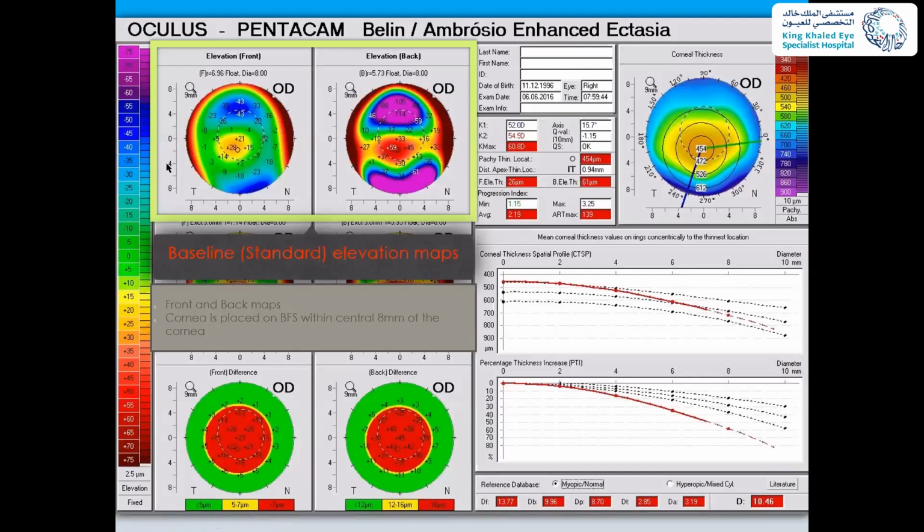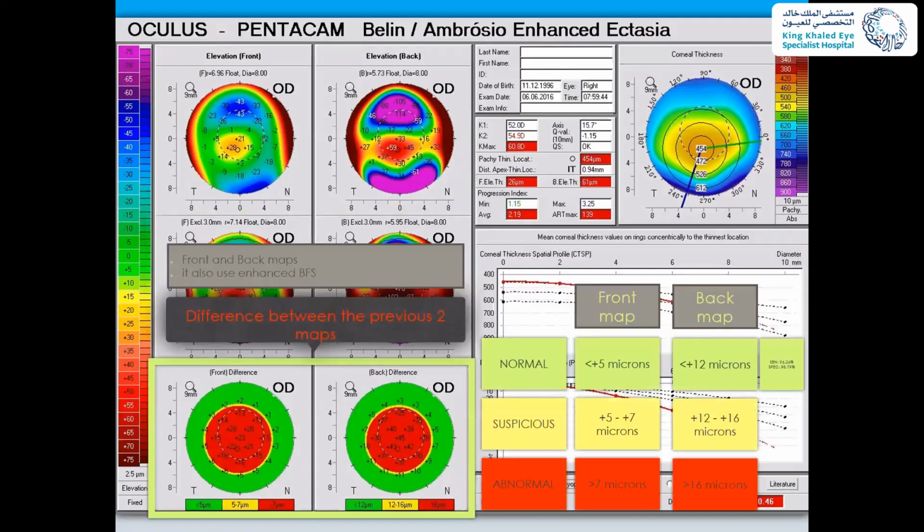So again, it tells you about the front elevation and the back elevation. And as you will see down here, the numbers are now less compared to the numbers which were before, okay? Before, more than 20 was suspicious. Now more than 16 will become suspicious because we have changed the best sphere fit. For the back map, this is front and this is back. Less than 12 is normal, between 12 to 16 is suspicious, and more than 16 is abnormal. But again, you don't need to remember this because it tells you what is normal and abnormal, and certainly we know that red is abnormal.